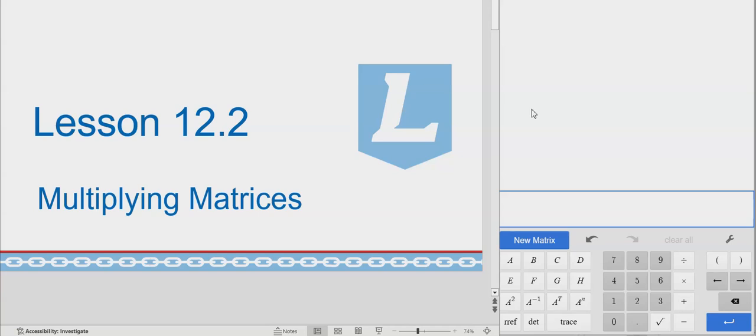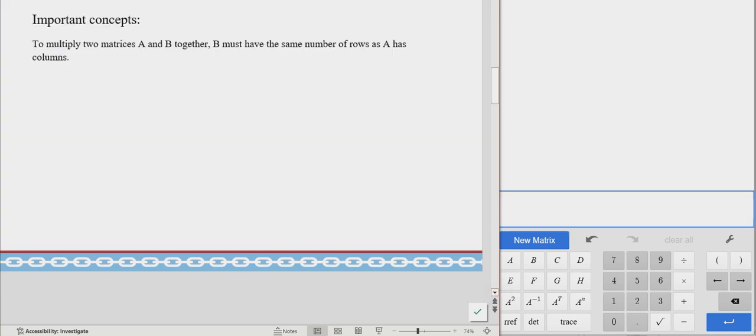On to lesson 12.2 on multiplying matrices. We are going to go through that process briefly, and then you will have plenty of time to get your assignment for today done. So to multiply two matrices together, if you have A times B, matrix B must have the same number of rows as matrix A has columns.